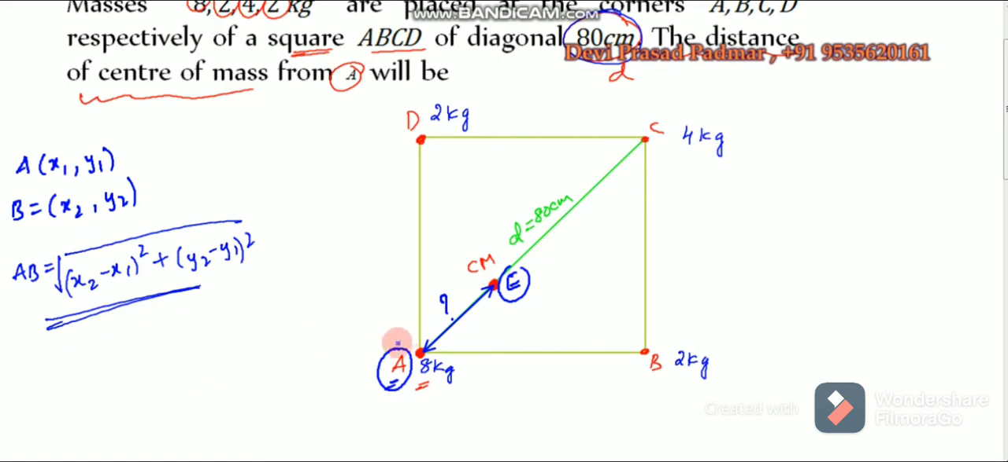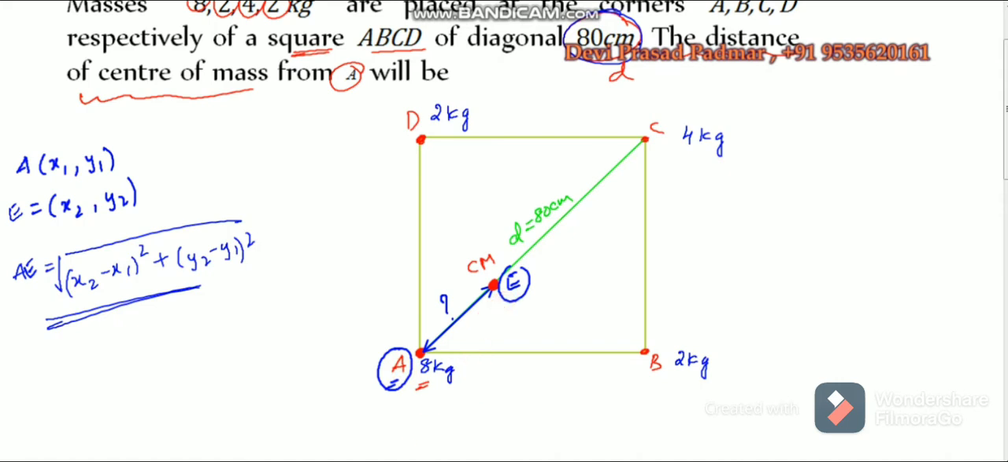But to get that, we must know the coordinates of A and E. Sorry, it is not B, it should be E. The distance AE is what you need to get. So first we need to have the coordinates of A and the other points.